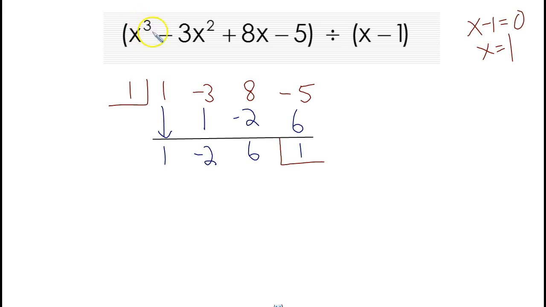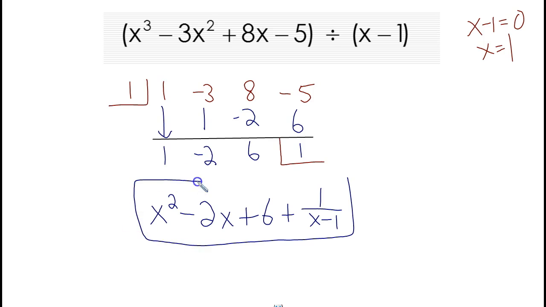Our degree of our resulting polynomial is going to be 1 less than x to the 3rd, so this is going to end up being 1x to the 2nd power, which is just x squared. And then we go from x squared to x minus 2x, and plus 6 is the constant, plus 1 over x minus 1. And that's it. Very quickly and easily, we've been able to synthetically divide two polynomials to get a resulting polynomial without too much trouble.